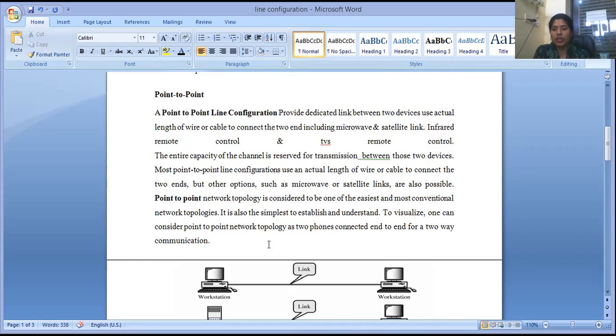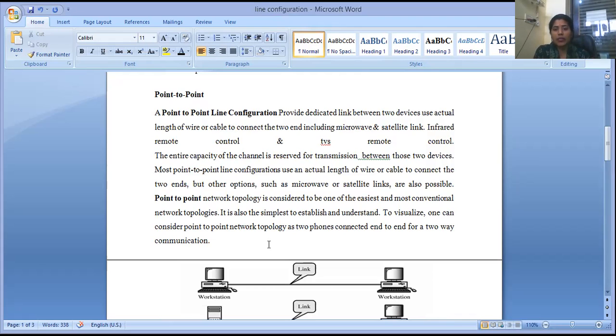Systems to system communication, node to node communication. Point to point is basically when you have two nodes and you are establishing the connection between them with the same link. The two devices use an actual length of wire, whatever length is required, and the distance between these two nodes determines the length of wire needed to connect these two end points, which also includes your microwave satellite link.